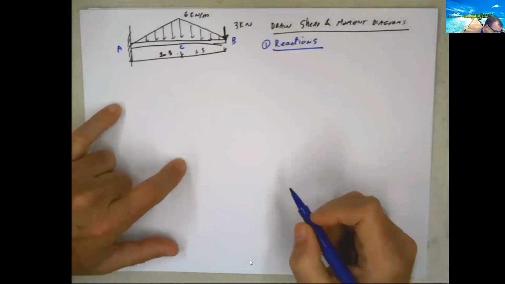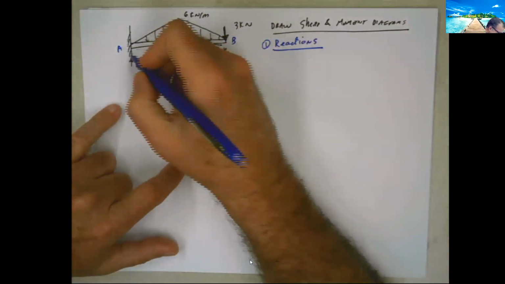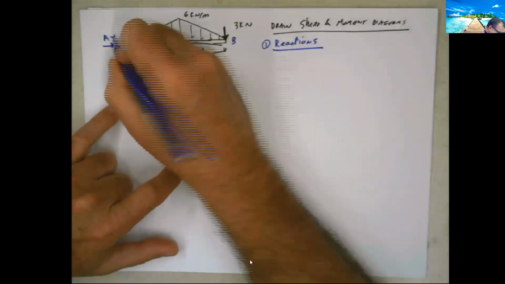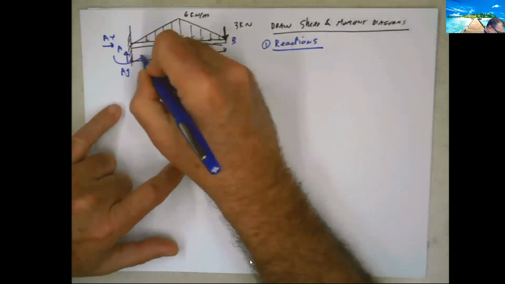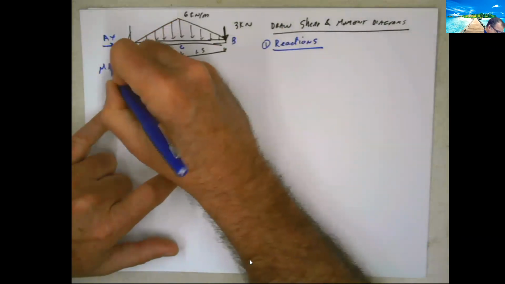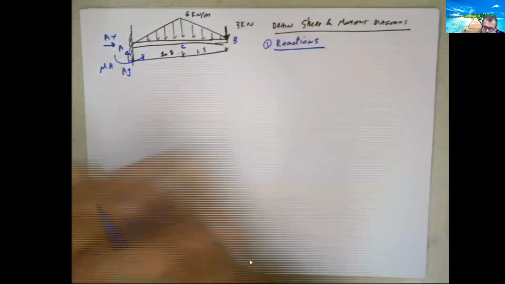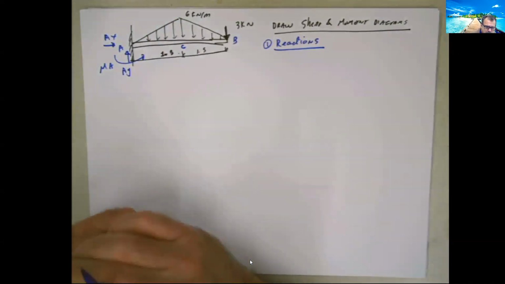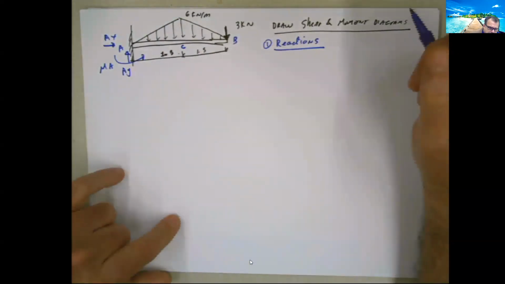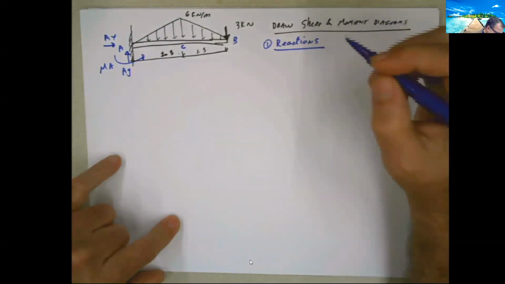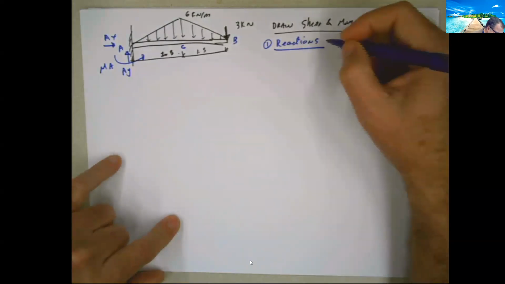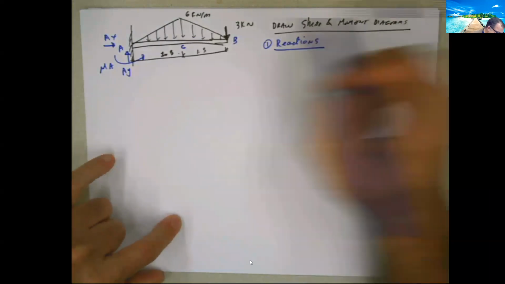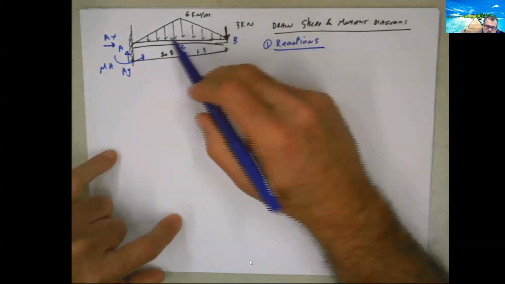Now, this is going to be a fixed support. 3 reactions, 2 forces and 1 moment reaction. And there's nothing else. It's just a cantilever beam. That's called a cantilever beam. What do we do? Summation of forces in Y, summation of forces in X. The first thing is these 2 triangles here.